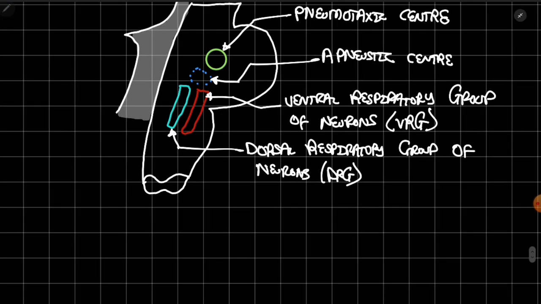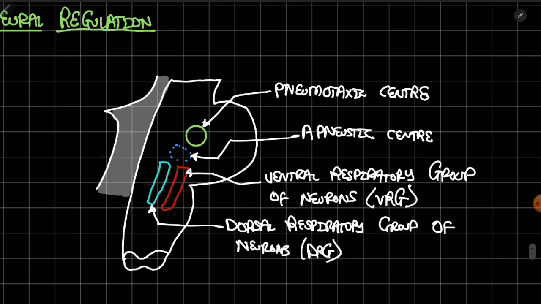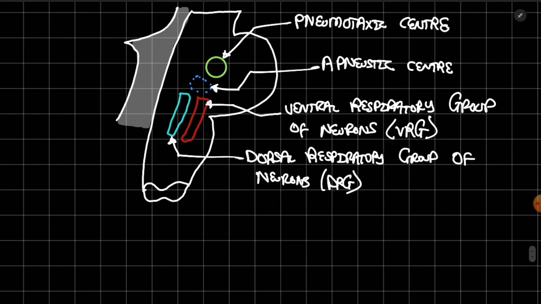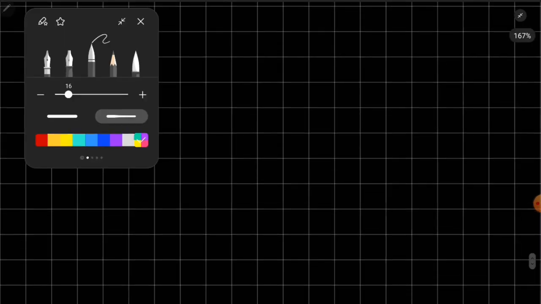So to describe the neural regulation of respiration, this diagram is important. The structures should be clear. Why are they there? What is their importance? We will discuss further. Now I will discuss the neural regulation in the form of a diagram, or specifically a flow chart. So let me draw it with me. It is very easy.